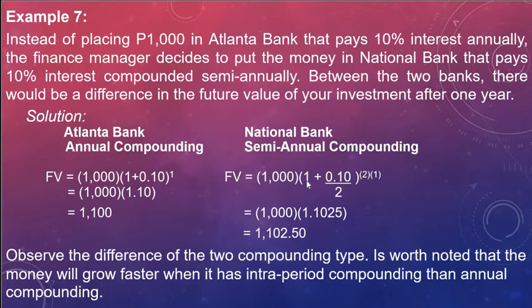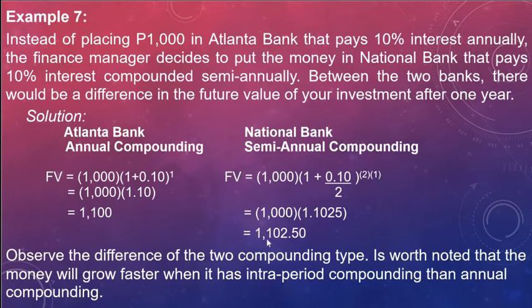So, your 1,000, multiply it by 1 plus 0.10, the interest, divided by 2, meaning how many times you are going to compound your interest in a year. Okay, it's semi-annual, so meaning twice a year, every after 6 months. So, raised to the power of 2, that's your number of compounding in a year, times your N or your period, your number of years. Whatever your number of years is. So, in this case, it's 1 year, or 1 year is the term of your investment.